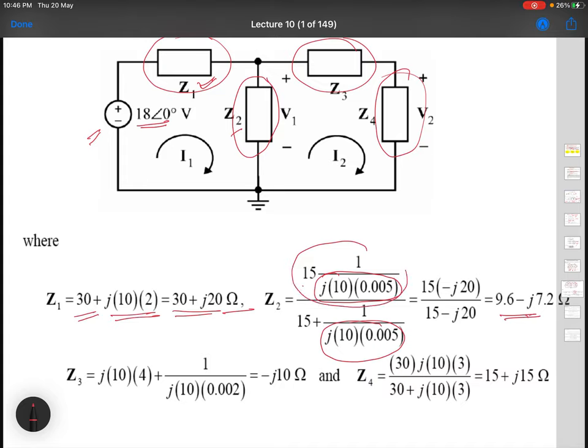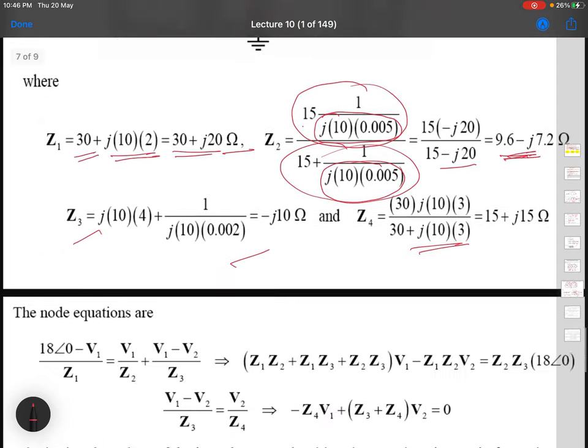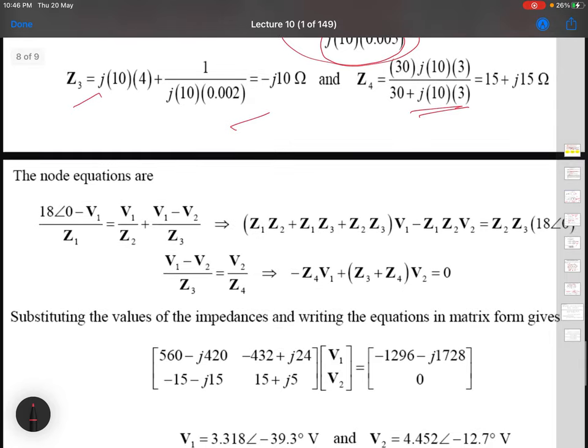Okay, this is a parallel combination, and that is what I get as Z2. Similarly, you can calculate Z3, and Z4, and that is all. That is the basic thing which you have to do, and then you can write the node equations. So let us see what the node equations would be.